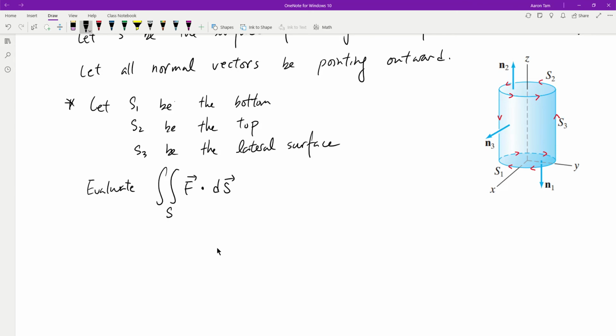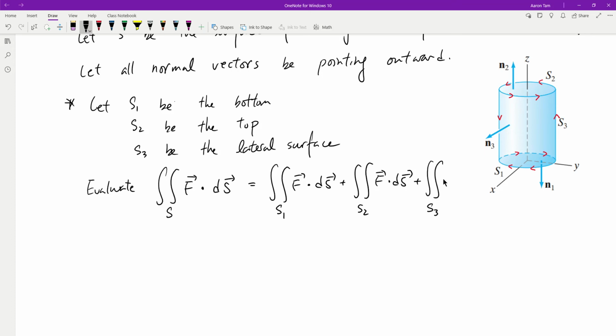So first thing that I notice is the following. This is actually equal to 3 separate integrals added together. Let's see if I can squeeze this in. There you go. So we just have to calculate each one individually. So let's start with, I don't know, let's start with S1.